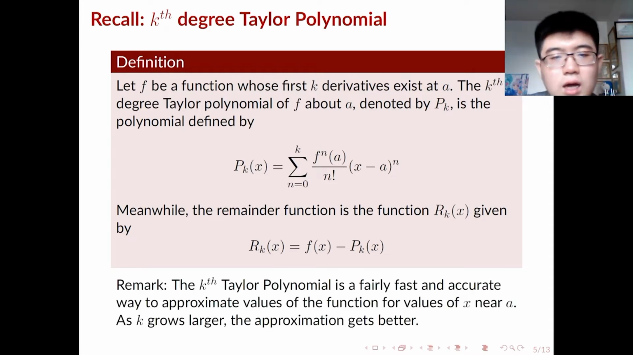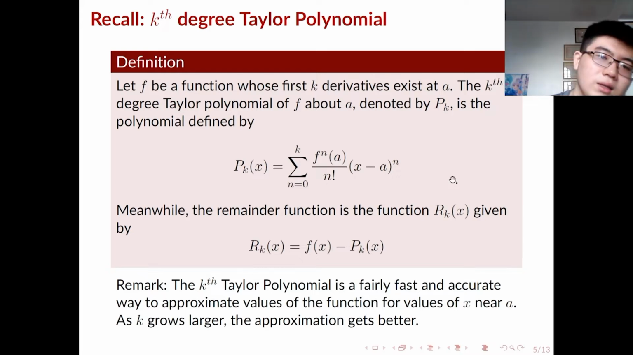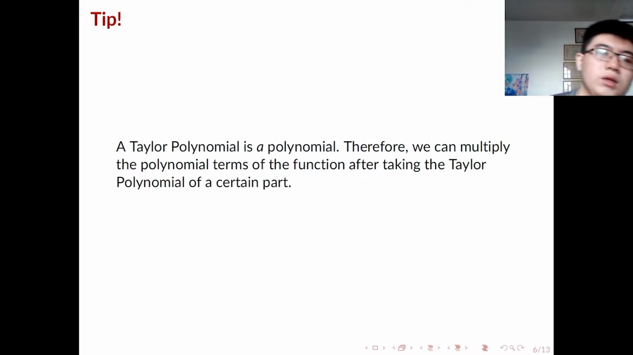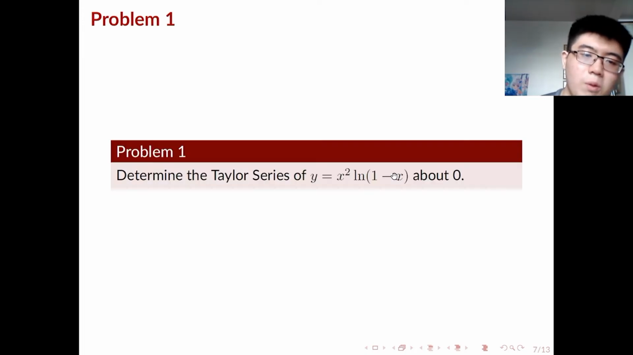So remark, the kth degree Taylor polynomial is actually a very fast way of approximating values of f near our given value a. And furthermore, as k grows larger, the approximation gets better and better. But of course, the solving gets more and more hassle. So tip, a Taylor polynomial is still a polynomial. Therefore, we can actually multiply polynomials to non-polynomial functions to get a Taylor polynomial. So this will be demonstrated in our example problem.